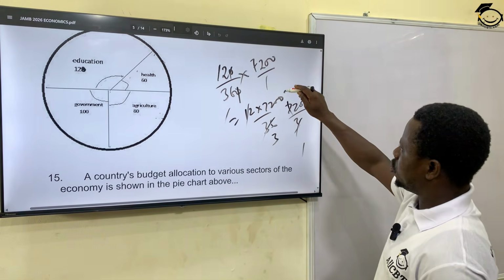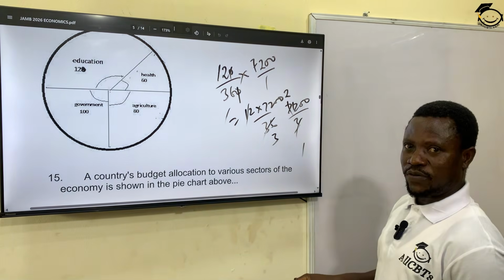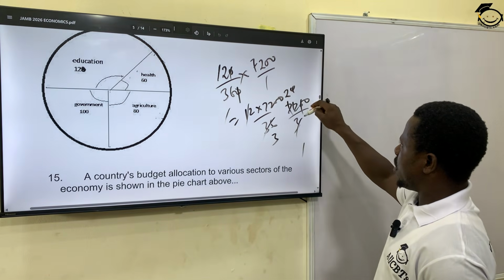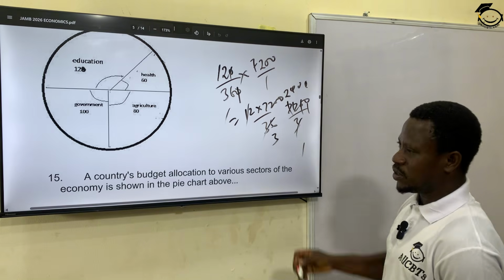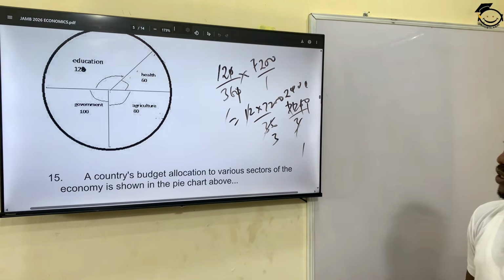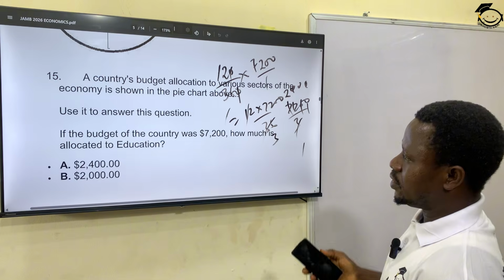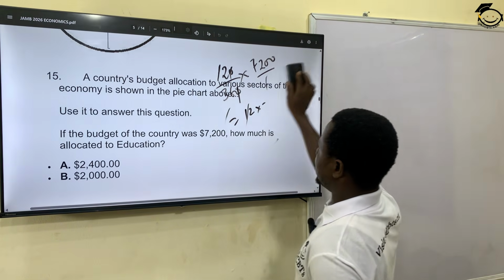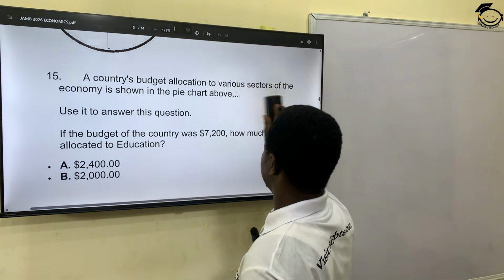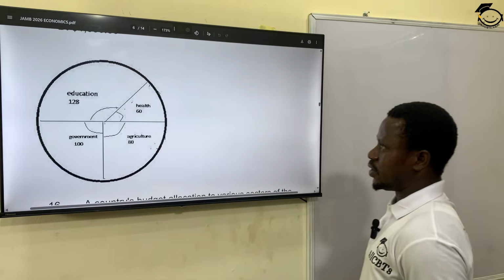3 in 7 is 2. We carry 1 to here, to 12. So 3 in 12 is 4. And we have a 0 here, brought down. So the answer is what? 2,400. Okay? So that is option A. 2,400, option A. That is the budget of the sector.